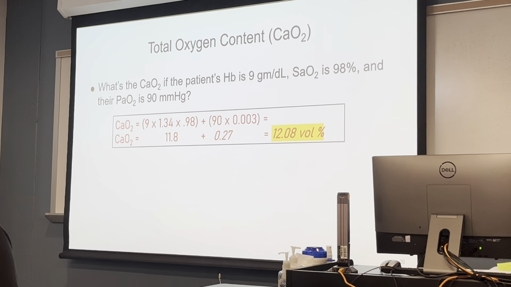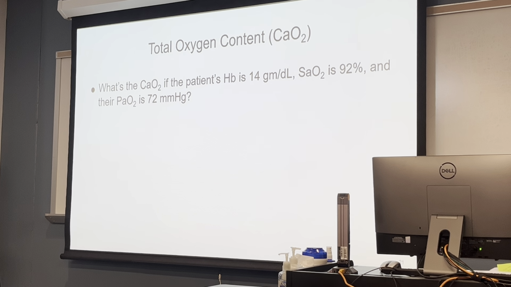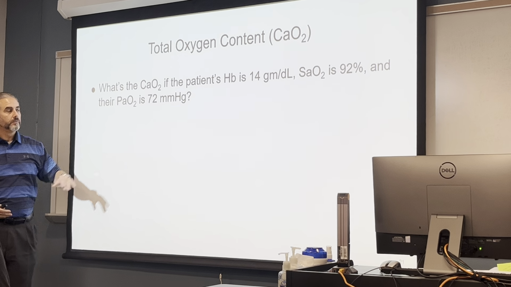I think, help me here, those looking at the slide. I've got one more? Okay, one more, and then I'll leave you alone for a bit with the calculation. Here's a patient with a hemoglobin of 14. Their saturation's only 92%, so not quite textbook normal, with a P little aO2 of 72. Again, less than normal.